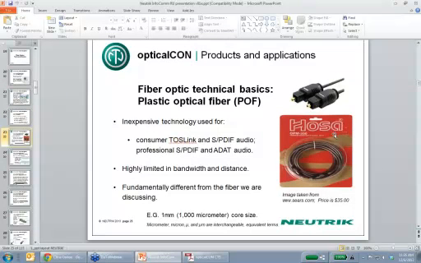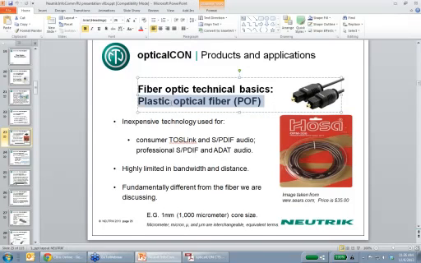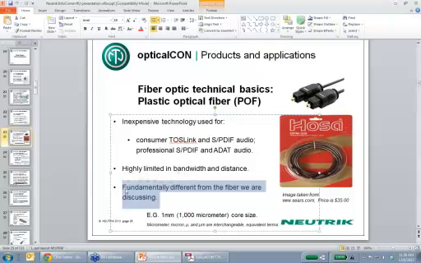I just want to make a quick point about this stuff here, this plastic optical fiber. We're not talking about this today, but people often think that this is what we're talking about when we talk about fiber optics. This uses plastic. It does not use glass. It's got a very, very highly limited bandwidth. It's fundamentally different from the fiber that we're discussing. So I just want to make this point.